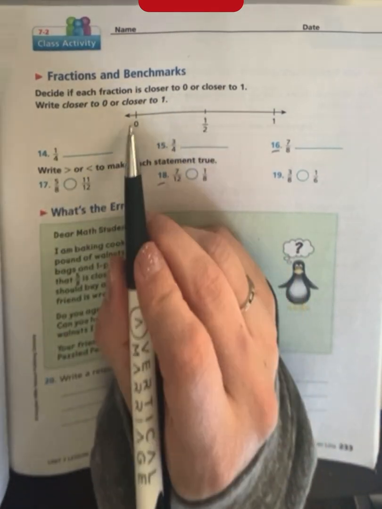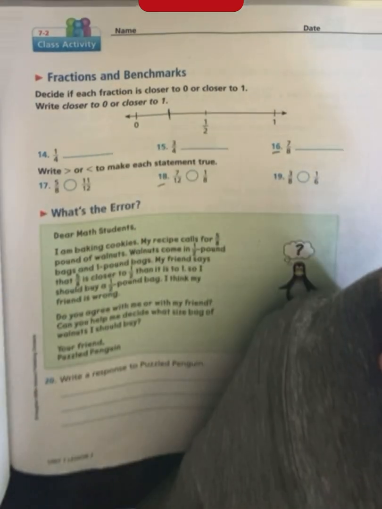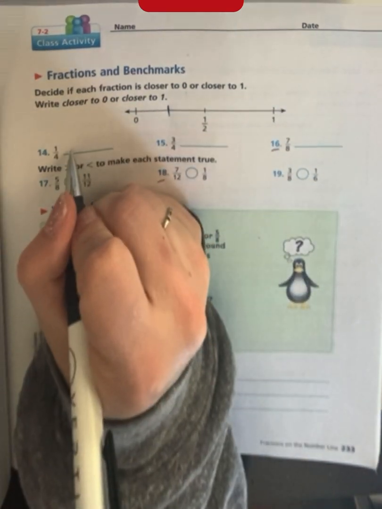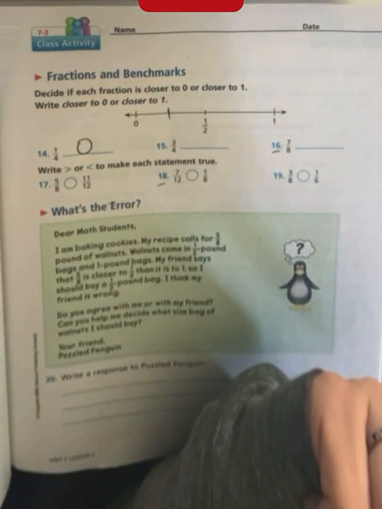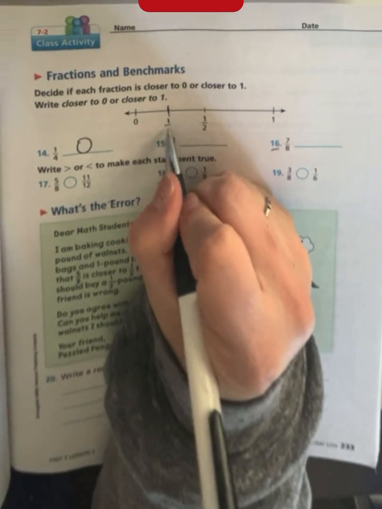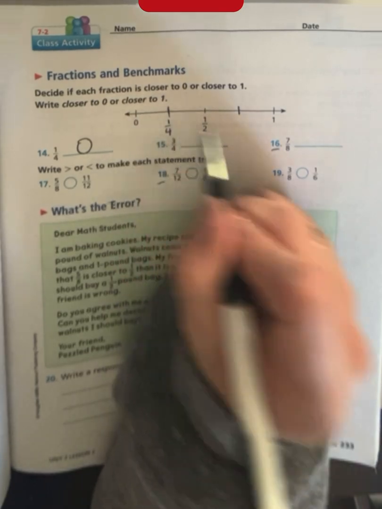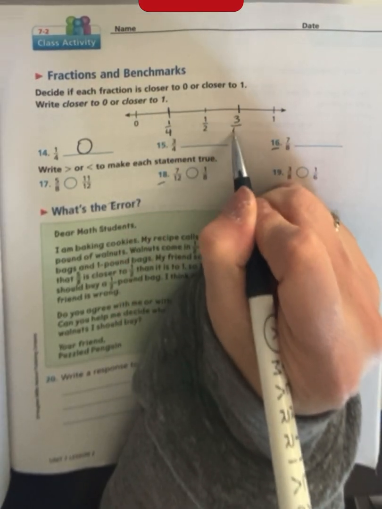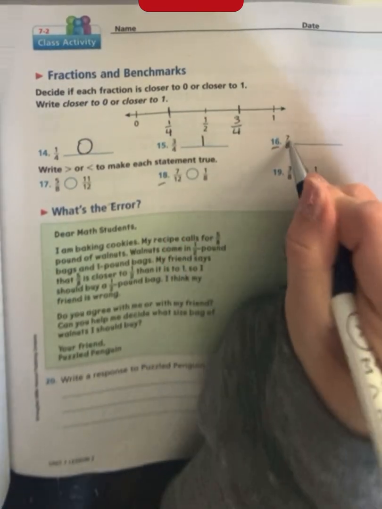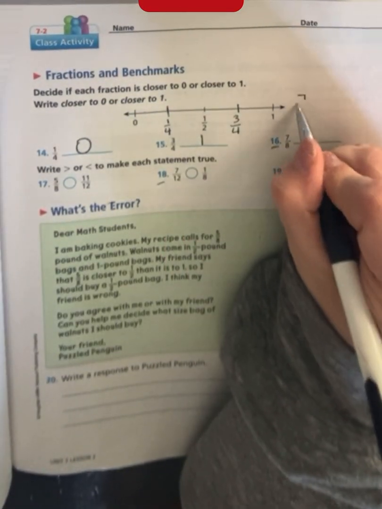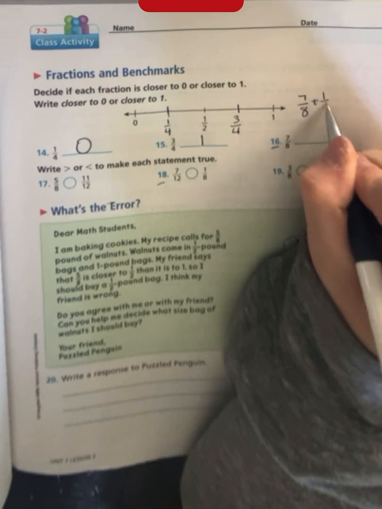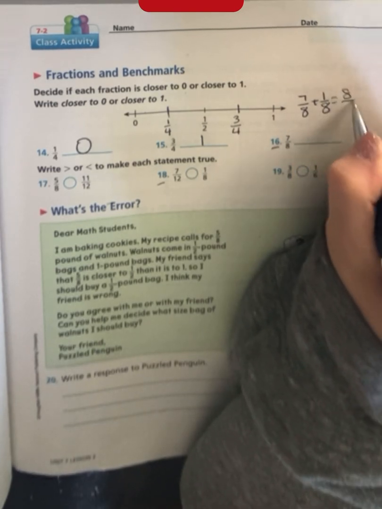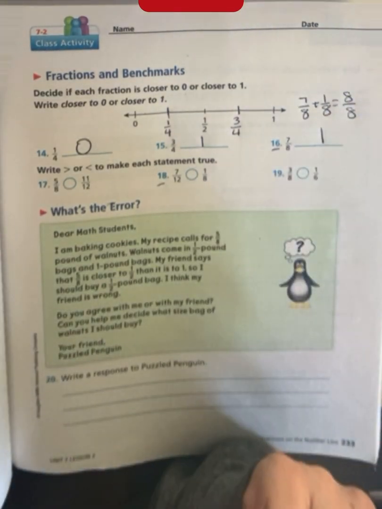So 1/4, we know is going to come before 1/2. So 1/4 would fall right here. So that would be closer to 0. 3/4, we would split into our 4 pieces: 1, 2, 3, 4. Shade in 3 of them. It would be here, and that would be closer to 1. Now 7/8, we know, because we did our unit fraction, is only 1/8 of a way from being 8/8. So this would be closer to 1.